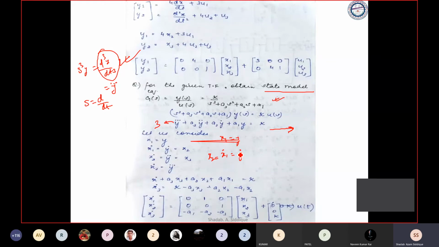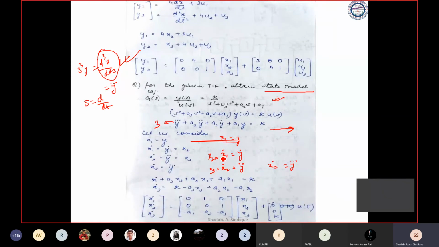Now what happens next? If we differentiate again, we get y double dot. If you differentiate y dot you get y double dot, and if you differentiate x2 you get x2 dot, and this can be represented as x3. If we differentiate again, y triple dot can be written as x3 dot. That's why it is written this way.